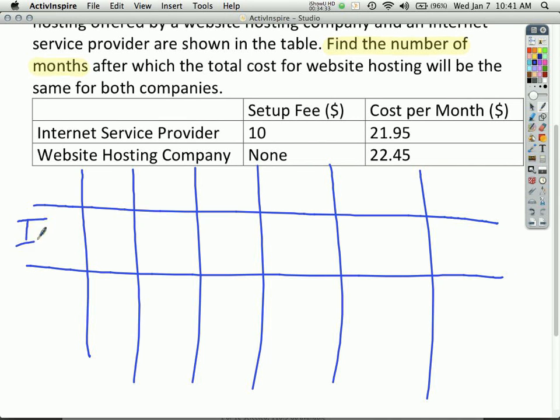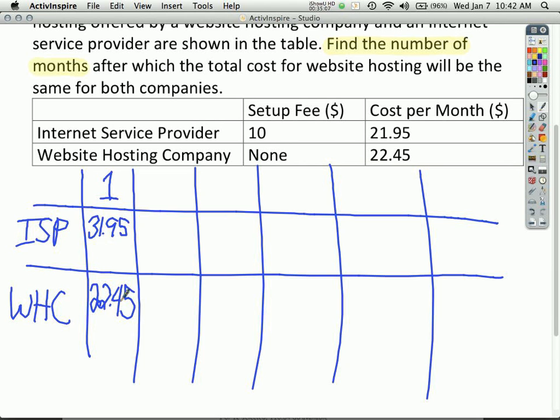This is the ISP. This is the website hosting company. This is 1 month. How much will the ISP cost for 1 month? Someone do that mental math for us really quick. Adrian? It'll cost us $31.95. How much will the website hosting company cost us for 1 month? Gary? $22.45. Nobody's writing anything. Okay? Are they equal? No.